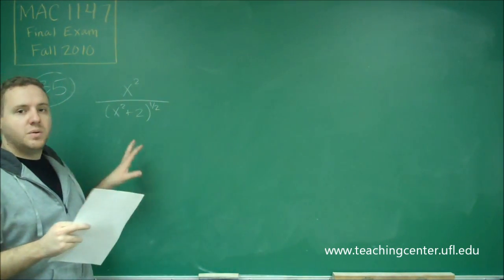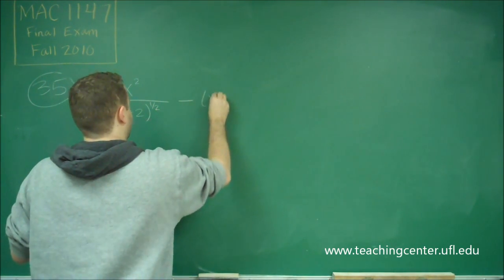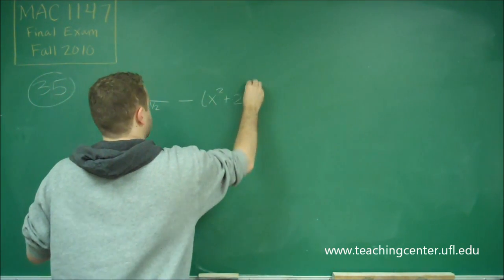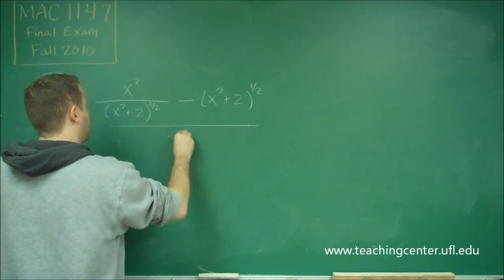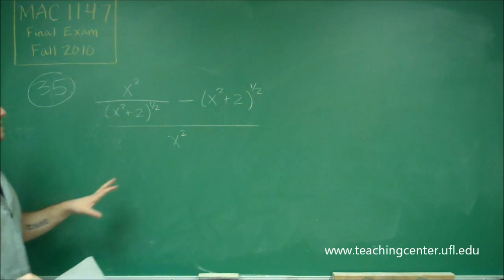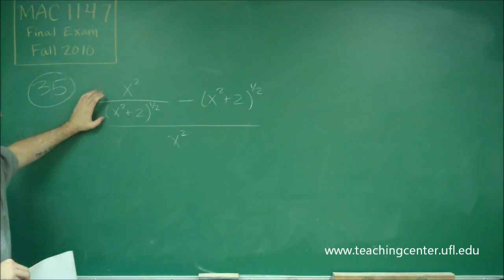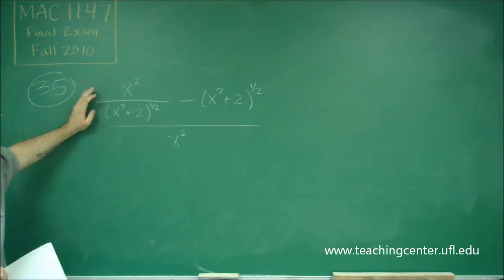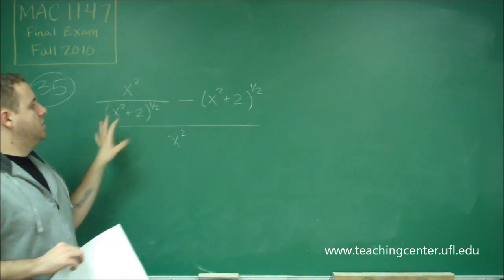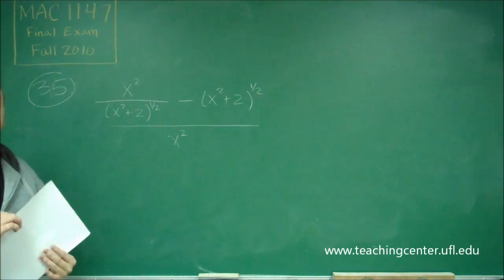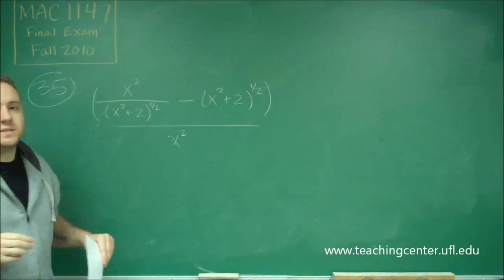So I brought the negative exponent down, made it a fraction. We have minus x squared plus 2 to the 1/2, and that's all over x squared. So this is the form that you need to get it into to start simplifying. So we want to get rid of these denominators, and similarly to how we did in the last problem, what we can do is multiply the entire numerator and denominator by the same factor. That would get rid of the denominators that we have.